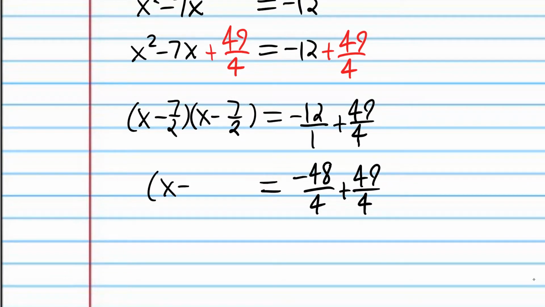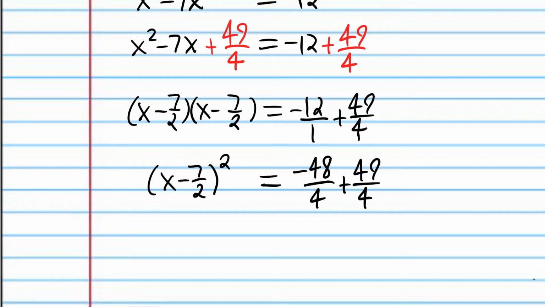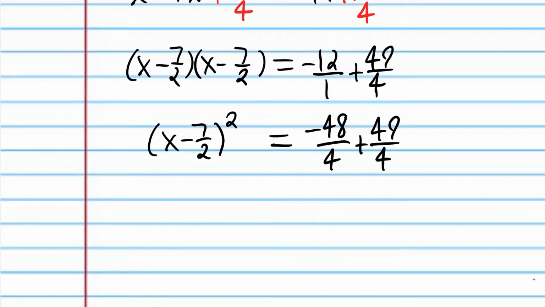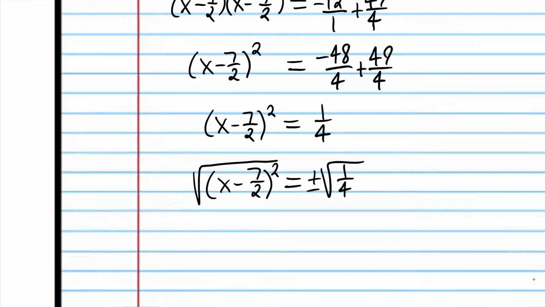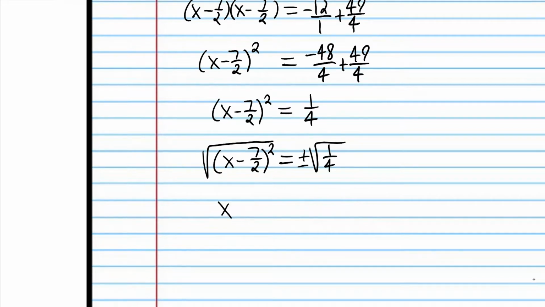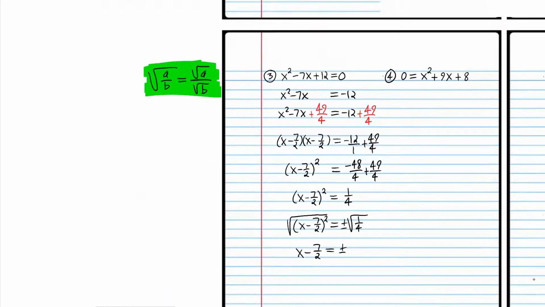So now we're going to change that to power notation. And we're going to add those fractions together, and we get 1/4. And we're going to square root both sides to get rid of that square. So we get x minus 7/2 is equal to plus or minus, and remember this principle here.